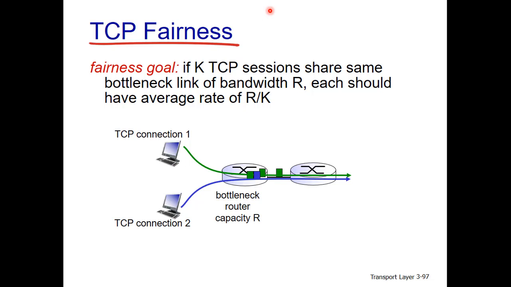TCP fairness: if there are two connections, both share the bottleneck link equally. If the link rate is R and they both share it equally, each gets its share, which is R by 2. More generally, if K TCP sessions share the same bottleneck link of bandwidth R, each should have an average rate of R by K.